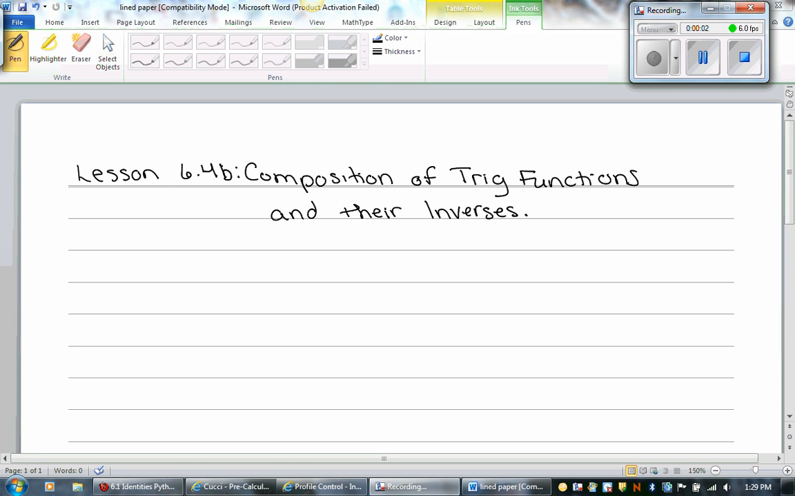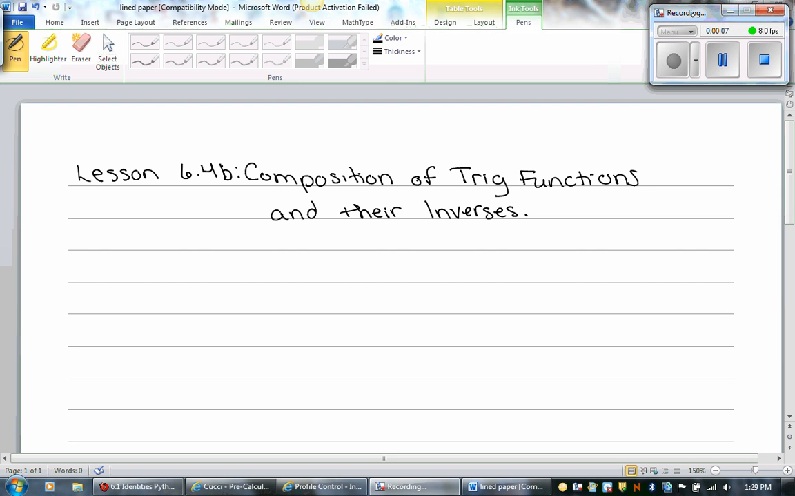This lesson is for Mrs. Cucci's College Now Pre-Calculus class. We are on lesson 6.4b, composition of trig functions and their inverses. So if you want to go ahead and get your notebook open and pen or pencil ready to go, we'll get started.